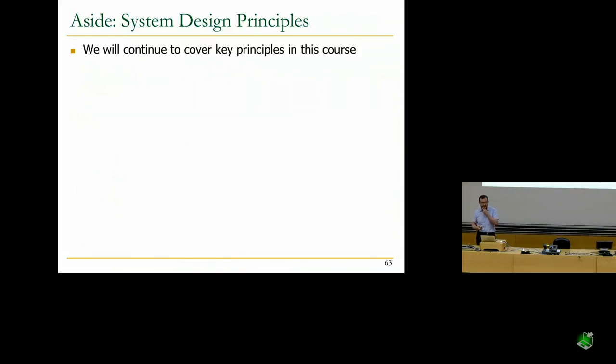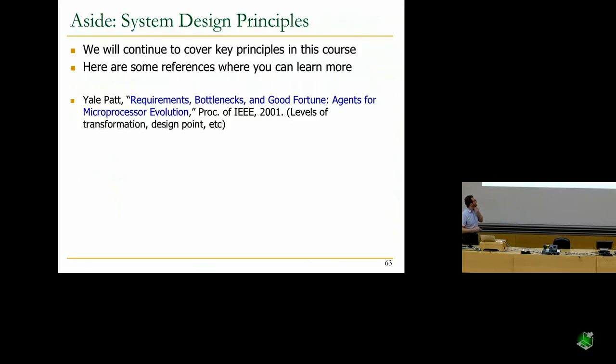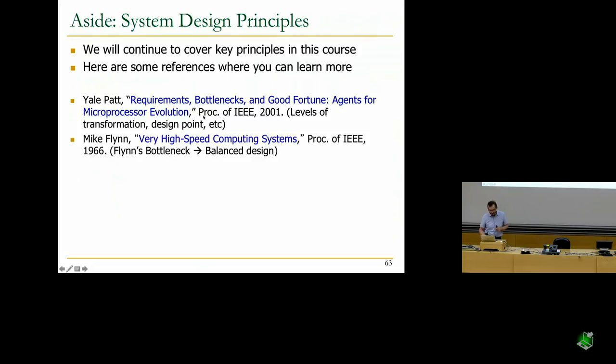But I'll give you another aside. Basically, we will continue to cover some key principles in this course, and here are some references that you can use to learn more about these principles. If you're really interested, this is a very nice paper, a little bit outdated now. You can see that it's 17 years ago, but it talks about bottlenecks and some principles for microprocessor evolution. This is another paper that we're going to reference a lot. This is a little bit harder to read. The first one is very easy to read. The second one is harder to read.